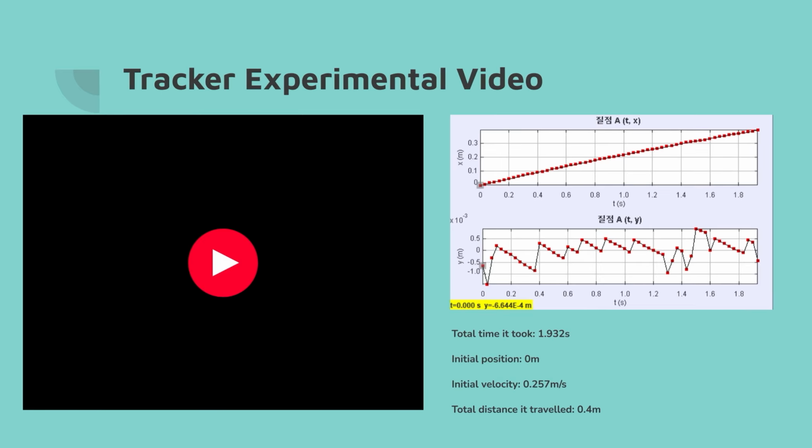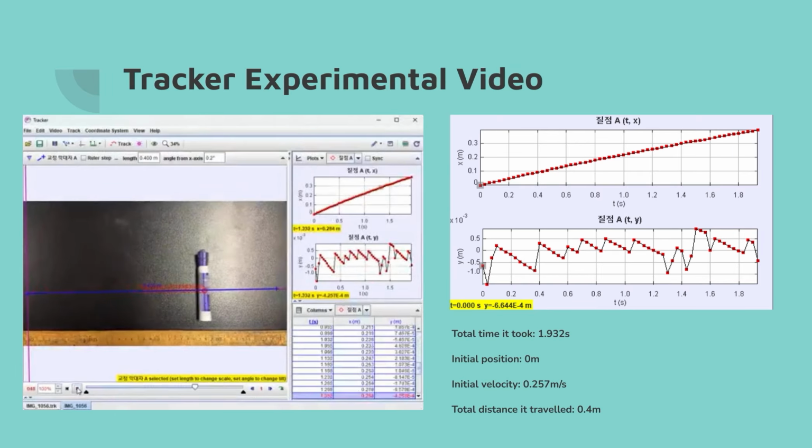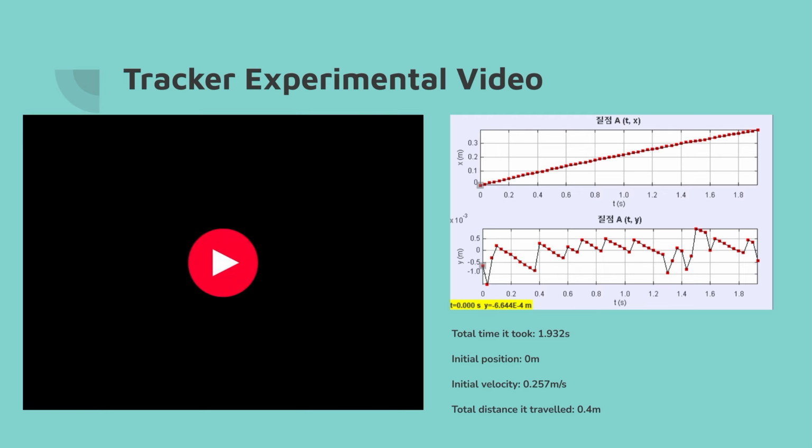So this is a Tracker experimental video. Total time it took was 1.932 seconds. Initial position was 0. Initial velocity was 0.257 meters per second, and the total distance it traveled was 0.4 meters.